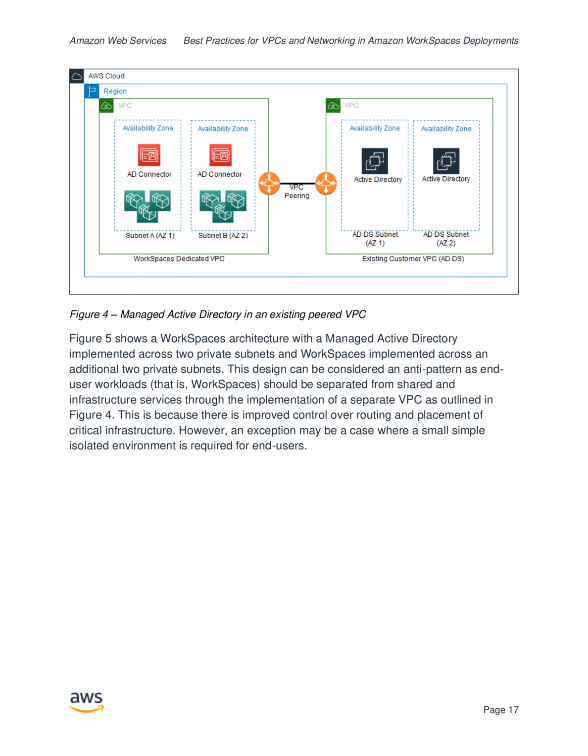Figure 5 shows a WorkSpaces architecture with a managed Active Directory implemented across 2 private subnets and WorkSpaces implemented across an additional 2 private subnets. This design can be considered an anti-pattern as end-user workloads, that is, WorkSpaces, should be separated from shared and infrastructure services through the implementation of a separate VPC as outlined in Figure 4. This is because there is improved control over routing and placement of critical infrastructure. However, an exception may be a case where a small simple isolated environment is required for end users.